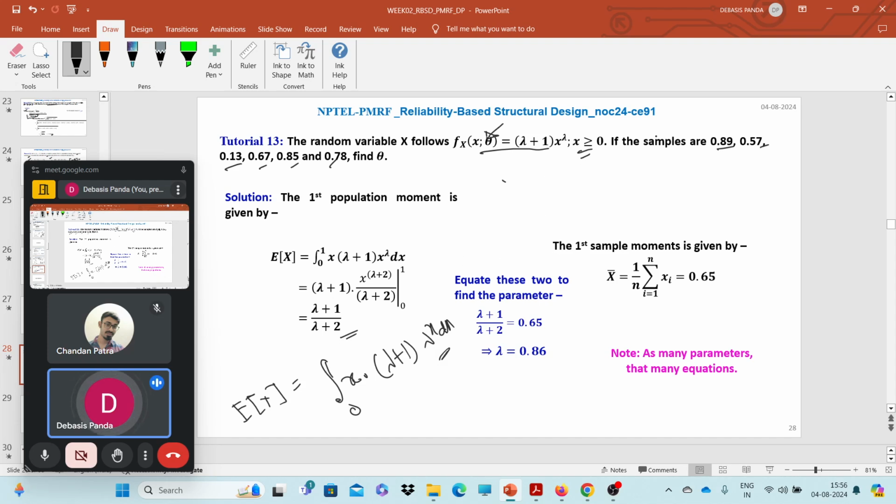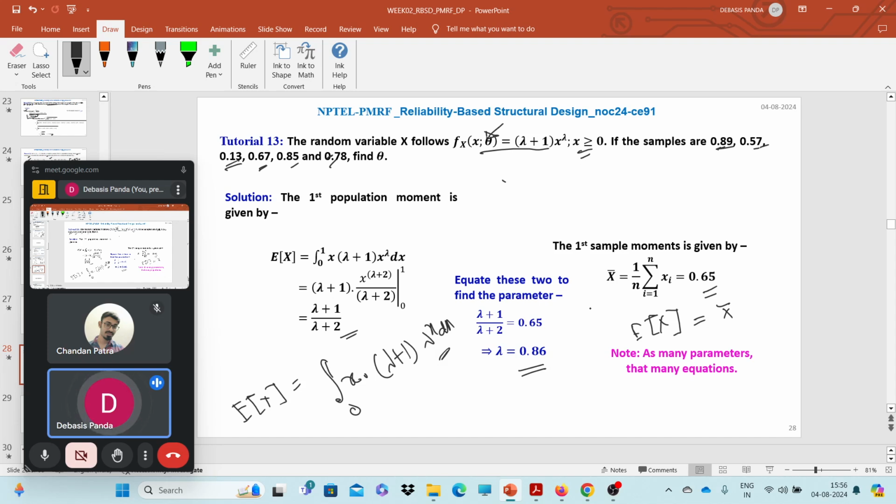Now what will be the sample moment? We have 6 samples. So how can you calculate the first sample moment? Just sum them up and divide by 6. So it comes as 65. Now equate this, that means E of x, your population moment, is equal to your sample moment. If you equate that, you will get lambda is equal to 0.86. So using the method of moments, we can find the parameter of the population from the samples. How? It's just equating the kth sample moment with the kth population moment.